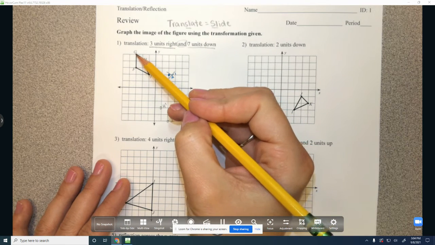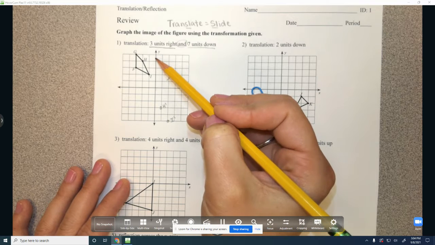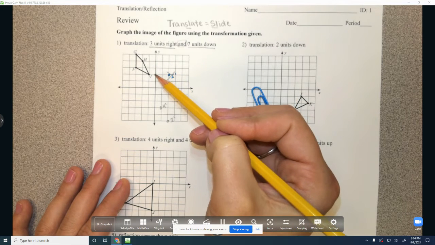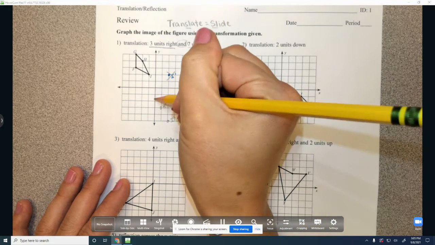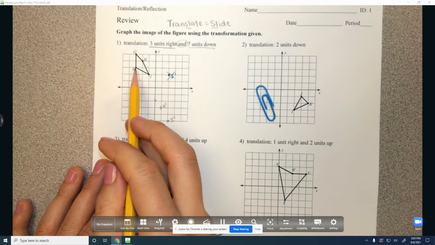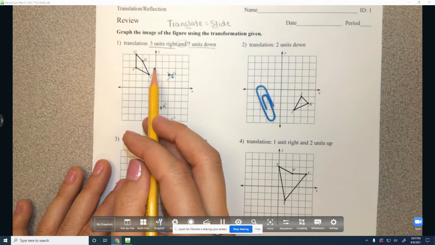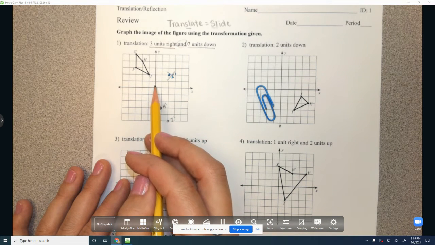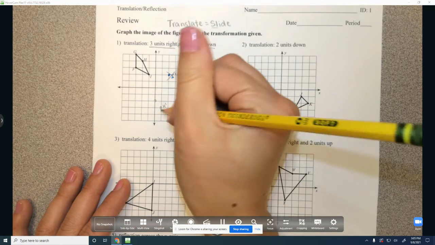Okay, same thing with our G. Let's go 3 to the right. 1, 2, 3. And 7 units down. 1, 2, 3, 4, 5, 6, 7. It's going to go right there. Okay, if I move my F, I'm going to go 3 to the right and 7 down. 1, 2, 3. And 1, 2, 3, 4, 5, 6, 7.